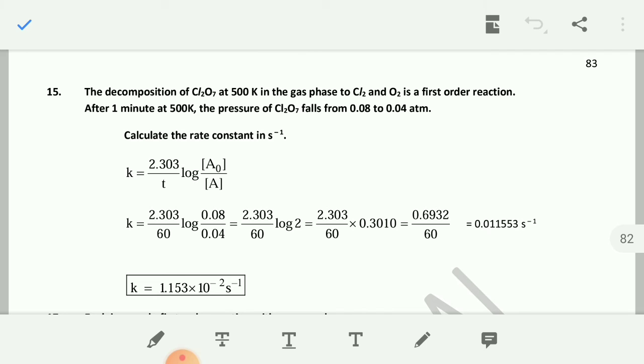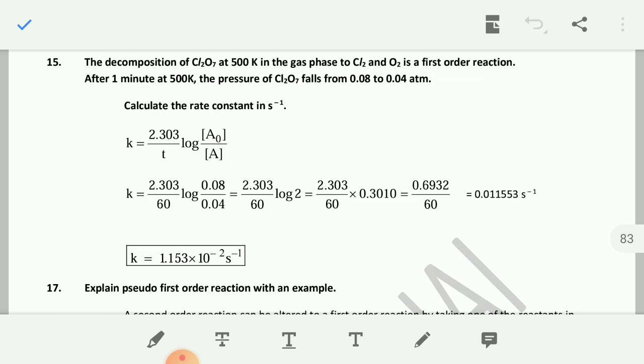So it becomes 2.303 divided by 60, log 0.08 divided by 0.04, the value is 2. Log 2 value is 0.3010. So 2.303 divided by 60 multiplied with 0.3010. What is the answer? 2.303 multiplied with 0.3010, the value is 0.69.